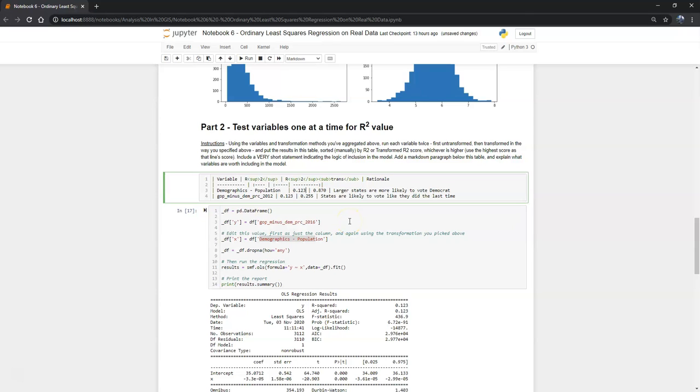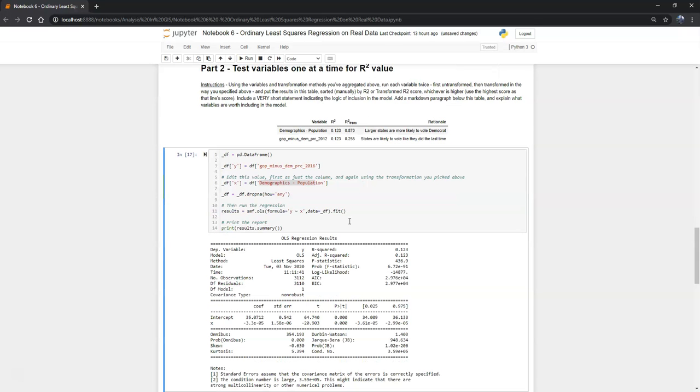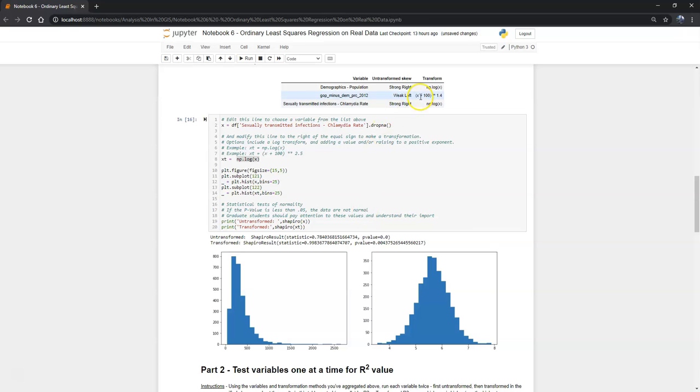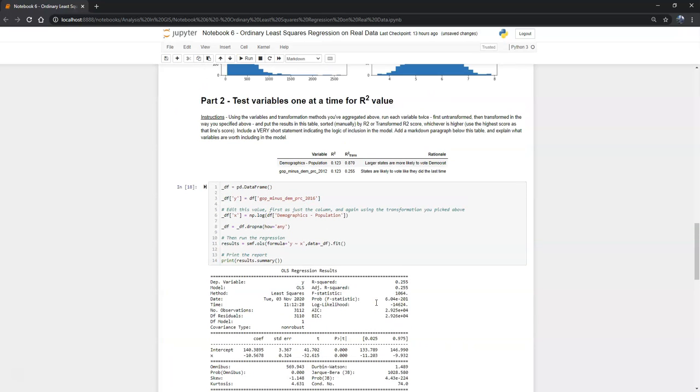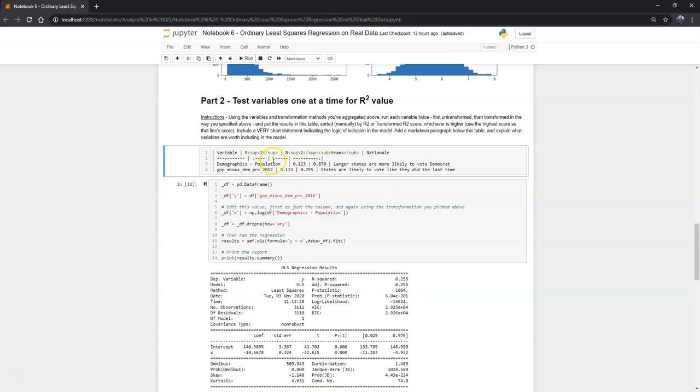0.123. And then we want to run the same thing again with the transformation that we did. So we're using a log transform. We say np.log of our variable. And this time we get a value of 0.0255. So we're going to put that into our results.